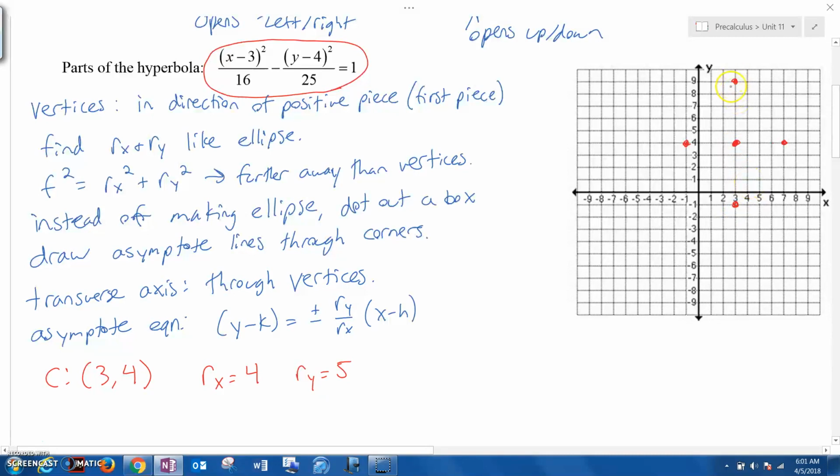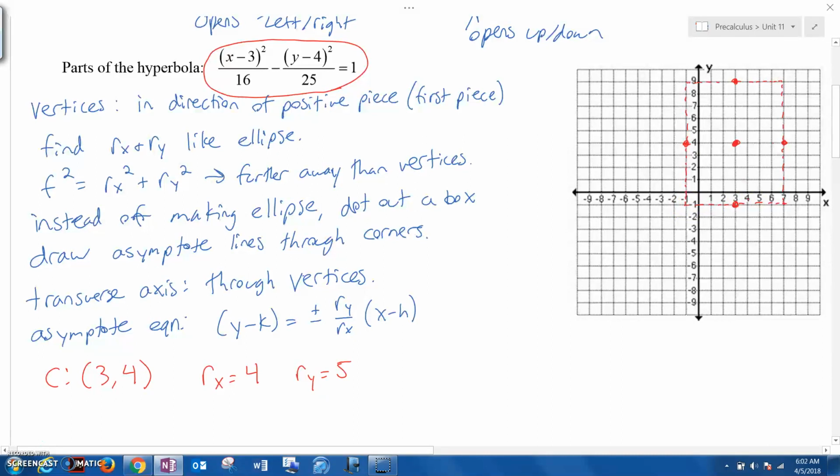Now, normally for an ellipse you would draw a circle. But for this we're going to just box this out. You just go to the corners, and we're dotting everything because this is not the hyperbola yet. This is just the box. That'll help us shape our hyperbola. So there's my box based on my 4 things.